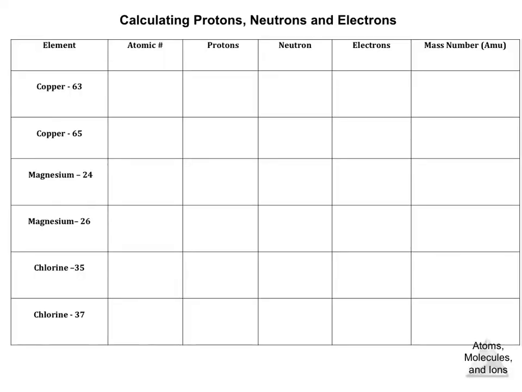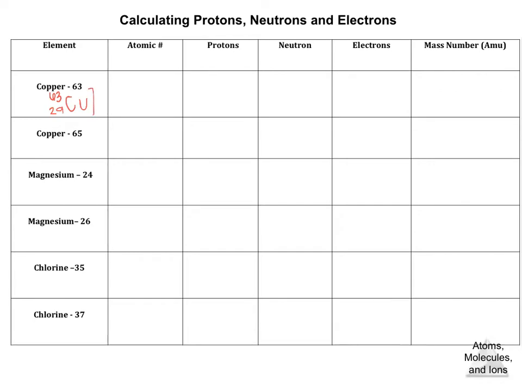So we're going to do some practice with calculating protons, neutrons, and electrons. So you're going to need your periodic table. If you have not gotten it out already, go ahead and do that. So we're looking at copper 63. So copper 63 has a mass of 63. And when I look up copper, copper's atomic number is 29.